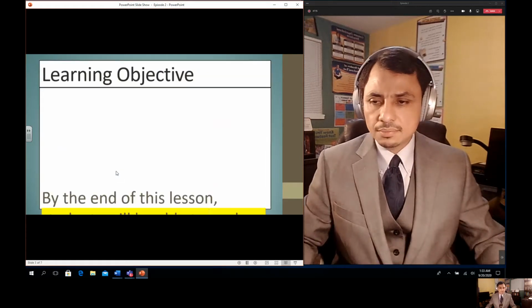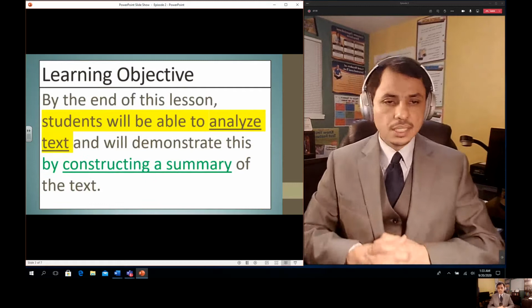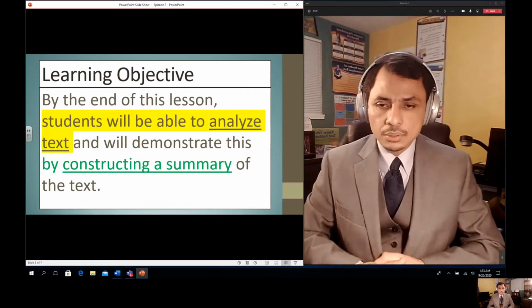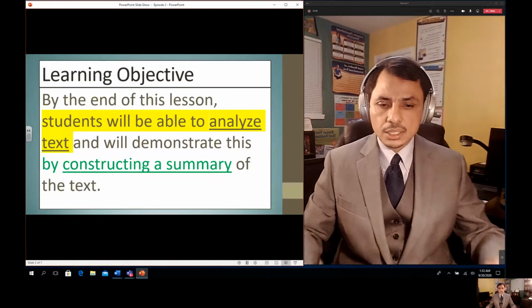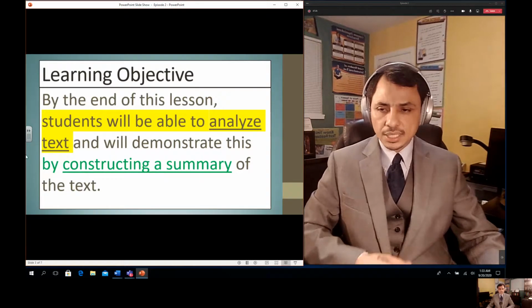Our learning objective: by the end of this lesson, students will be able to analyze text and will demonstrate this by constructing a summary of the text.